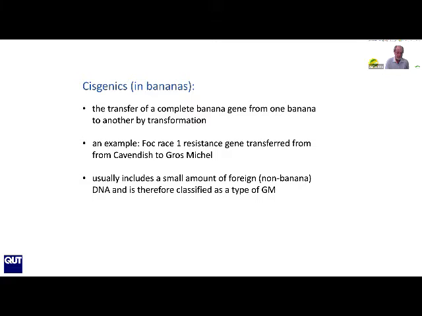But usually that transfer also includes a small amount of foreign, and that is non-banana DNA. And therefore it's classified as a type of genetic modification, type of GM. It is much more acceptable, but it is still classified as GM, and when it's classified as GM, it carries with it a number of restrictions, particularly around regulation.